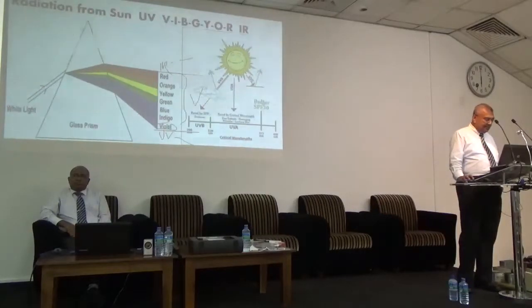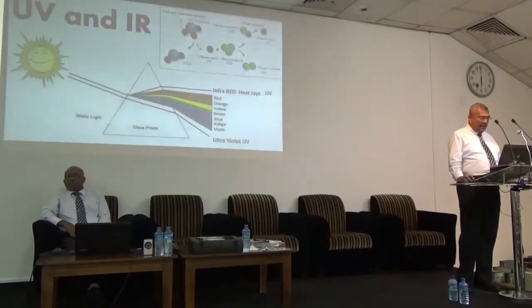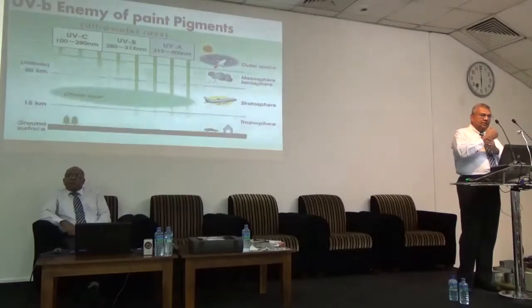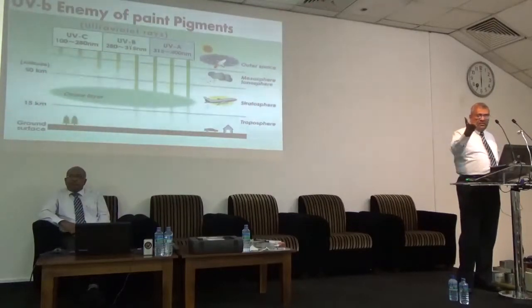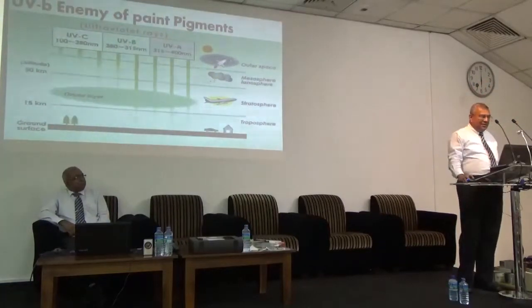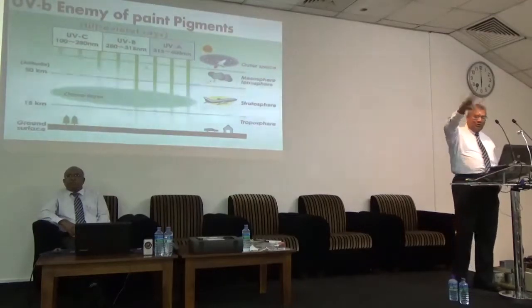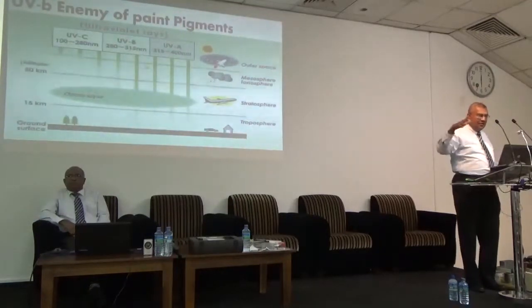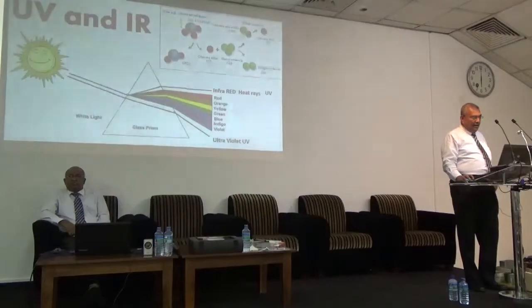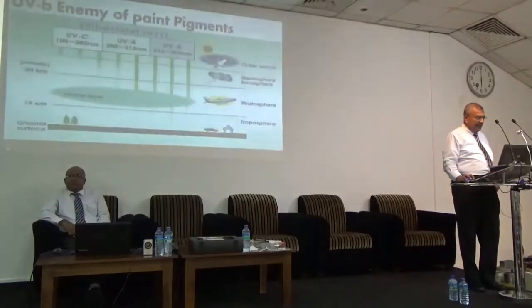Now the most dangerous guy is the UVB, because they say you can get cancer if you have constant UVB. And recently I saw in the paper, in the Arctic, the ozone layer has got a big hole. Now the issue is, the ozone layer is here in the stratosphere.